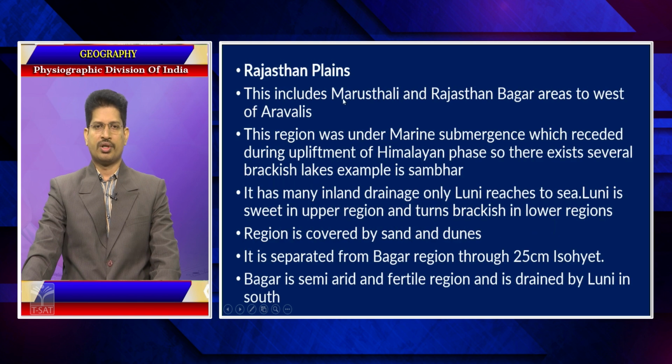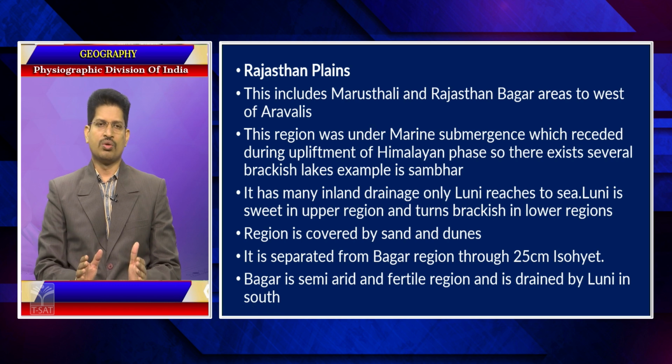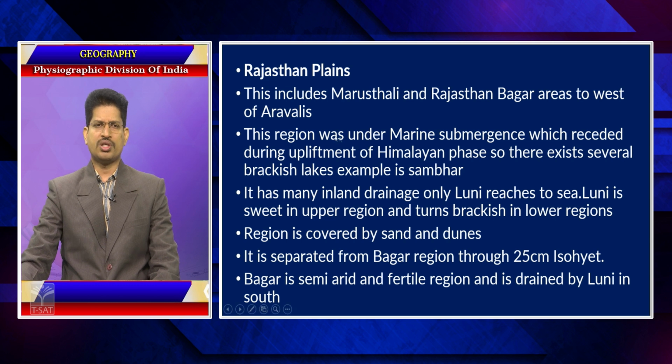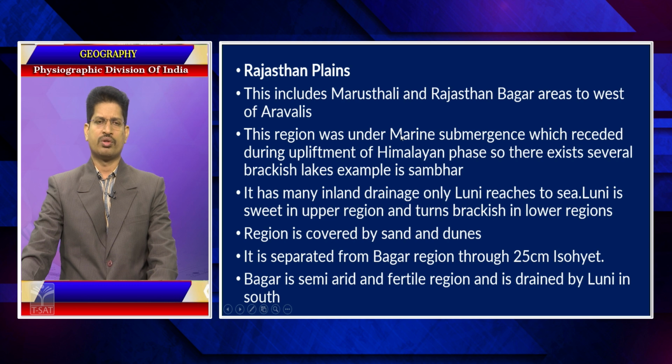The Rajasthan plains include the Marusthali and the Rajasthan Bagar areas to the west of the Aravallis. Here it is known as Marusthali because you experience continuously shifting sand dunes. That is the reason this place is described as Marusthali. This has originated because of the upliftment of the marine or ocean bottom. That is the reason why you find certain salt lakes in this region.